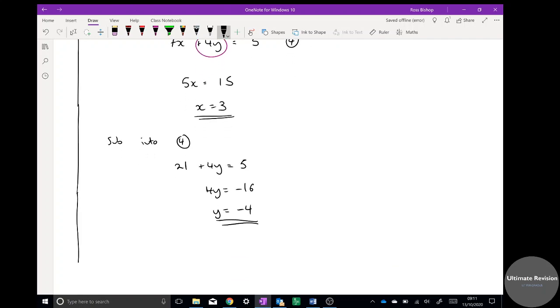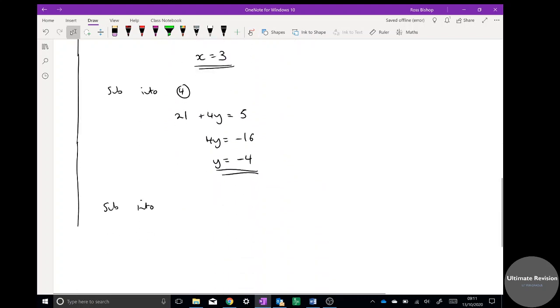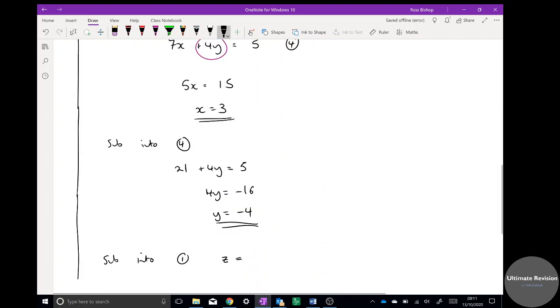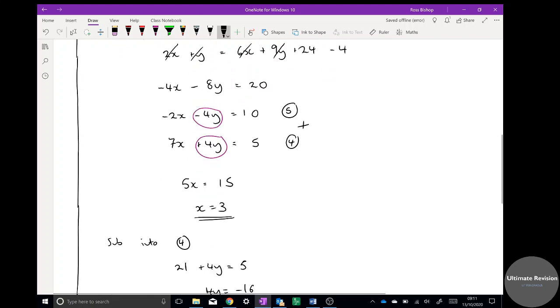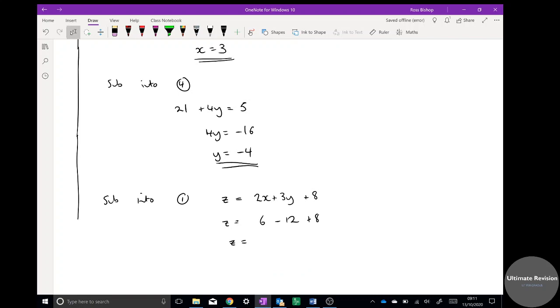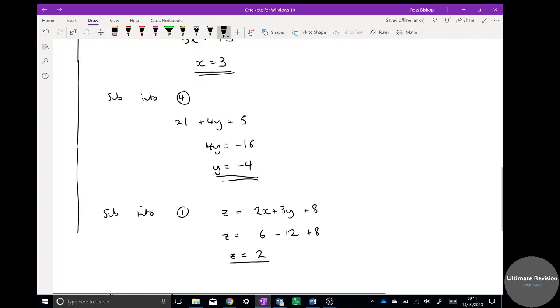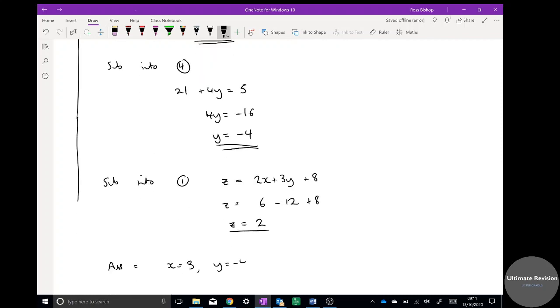And then I need to sub into one that has a z in. So sub into, let's go right back to the top, maybe sub into 1, the rearrangement of 1. So sub into 1. Z was equal to, remember what this is, 2x plus 3y plus 8. So it's going to be 6 minus 12 plus 8. Z is going to equal 2. So my final answer is x equals 3, y equals minus 4, and z equals 2.